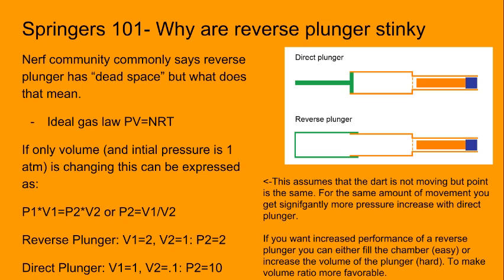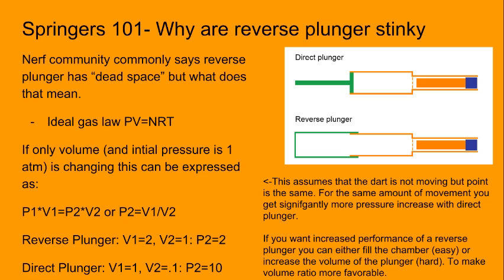And so what that means is, if we look at our picture here to the right, in a reverse plunger, our initial volume with the plunger pulled back is 2, because essentially the reverse plunger is a double of the plunger that it goes around. And the final volume is 1, which means we can only double our pressure by using a reverse plunger of equal volume.